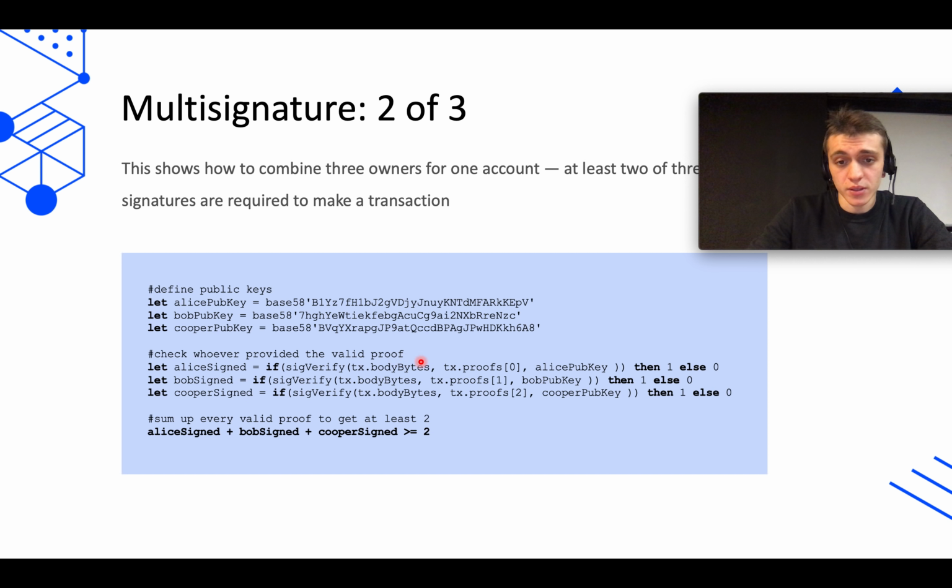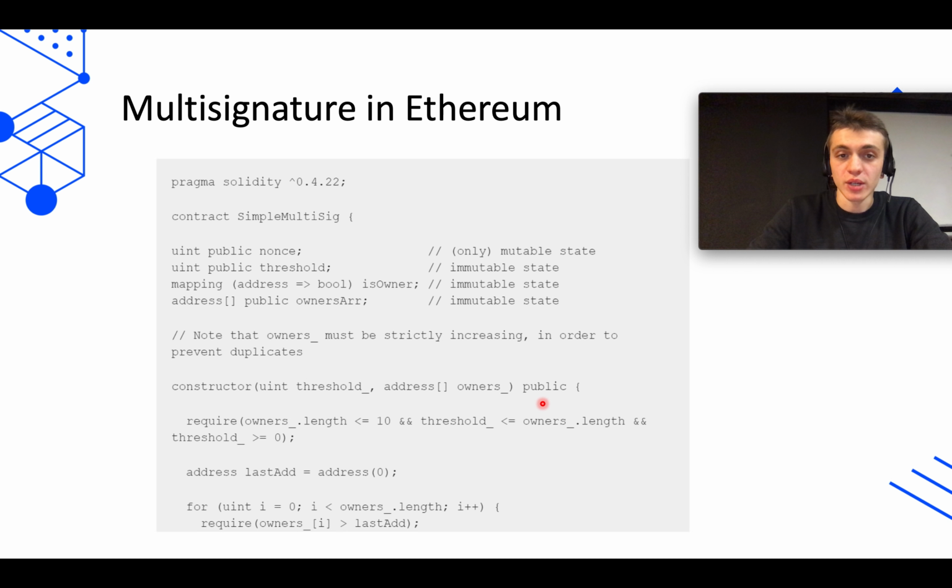The important thing to note is that for this transaction, in the proofs array, the signature from Alice should always be the first one, the signature from Bob should always be the second one, and the signature from Cooper should always be the third. So it's very important to understand that we can't, for example, put Bob's signature as the first item in the proofs array. We can't do so in this example.